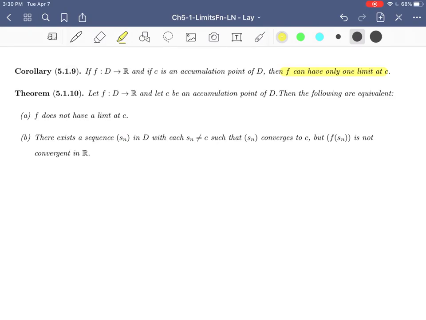And then theorem 5.1.10. If c is an accumulation point of D, the following are equivalent. Saying that f does not have a limit at c is exactly equivalent to saying there exists a sequence that converges to c, but the sequence consisting of the function evaluated at the terms of that first sequence is not convergent in the reals. All right, that's it for some limits there.